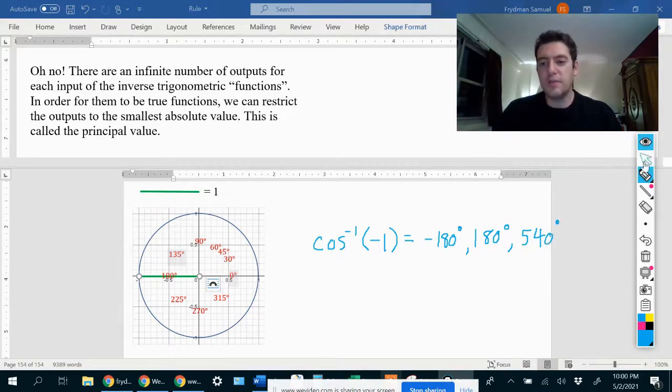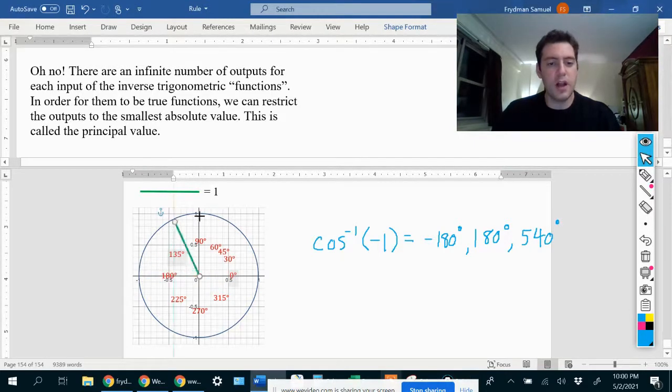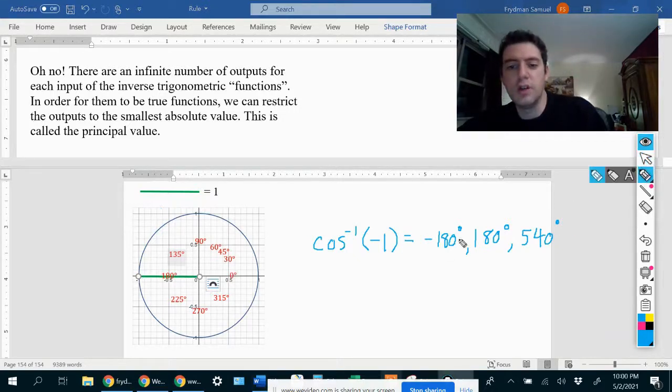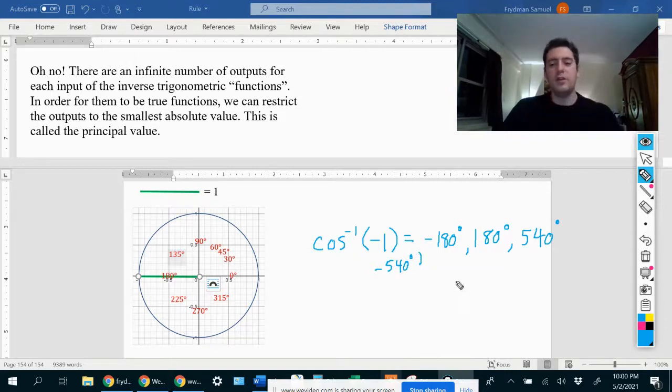We could do the same thing. Imagine that this is -180 now, and then I could go clockwise another 360 degrees, and that would bring me down to negative, I kind of ran out of space, but -540 degrees. But if we keep going around and around the circle like that, then the absolute values are increasing, not decreasing. So we don't have to worry about those. These are the two smallest ones.